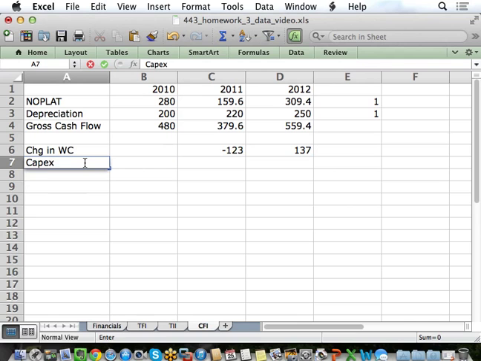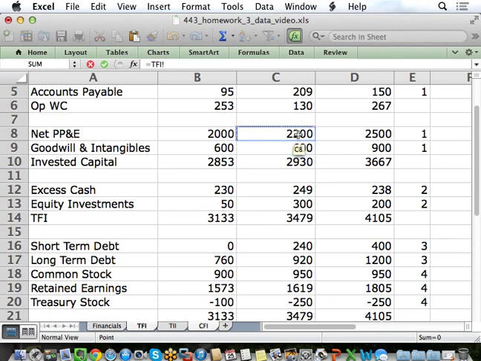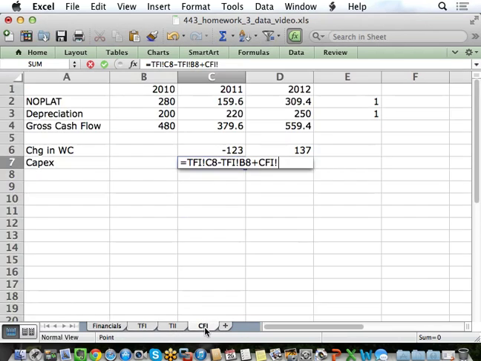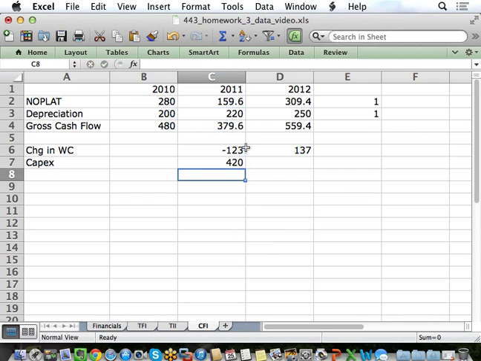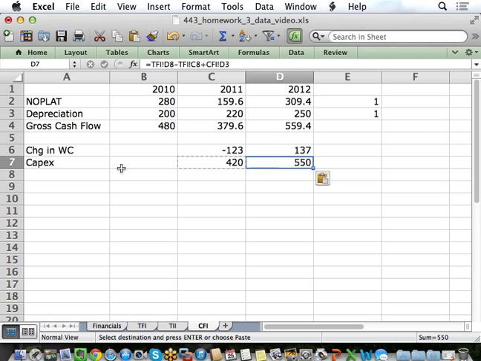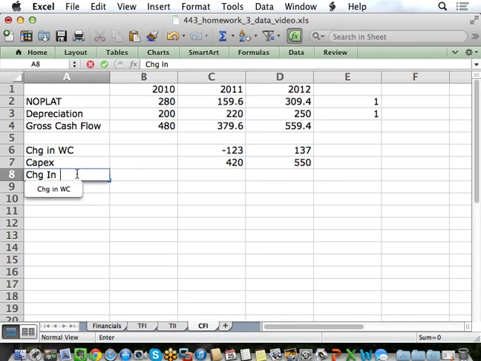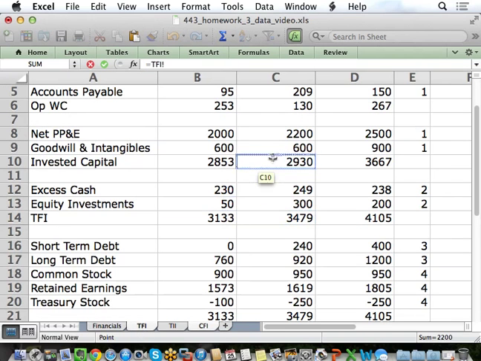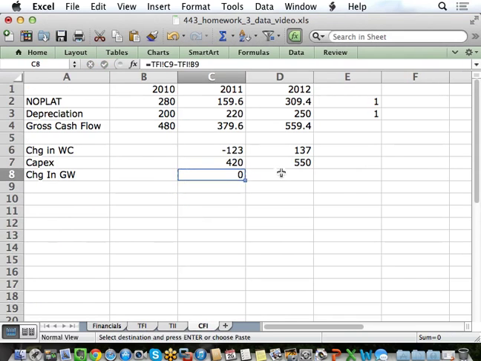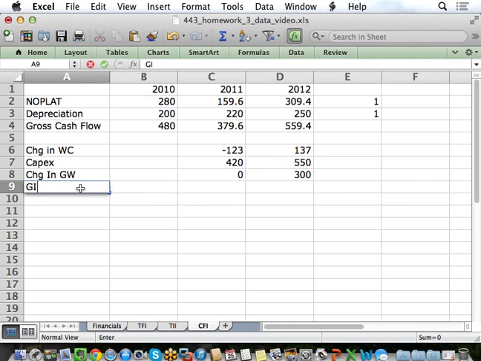Next, I'm going to do my change in net PP&E, which is driven by my capital expenditures. So in this case, it equals, from the TFI, net PP&E current year minus previous year plus CapEx, which would include current year's depreciation. And then I have to do a change in goodwill and intangibles, which equals, from the TFI, current year minus previous year, so that my gross investment is the sum of those.